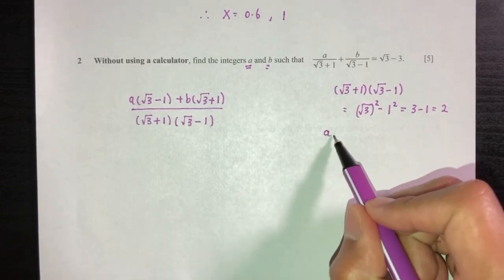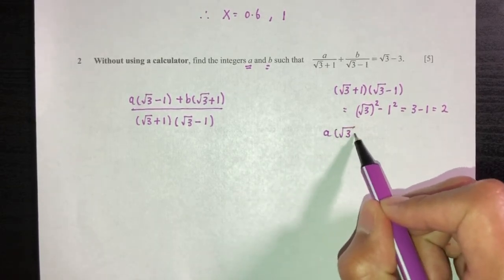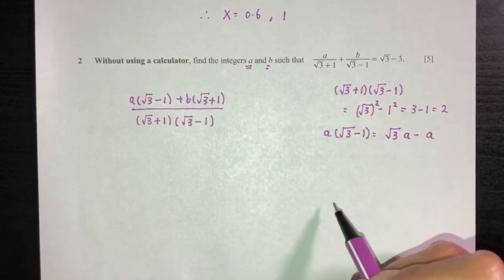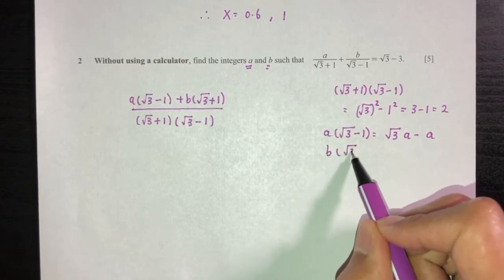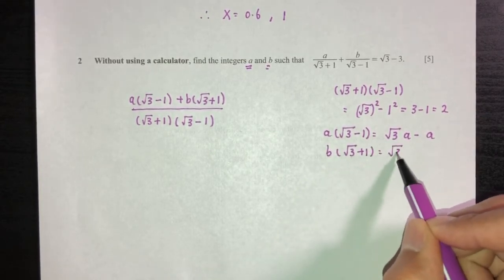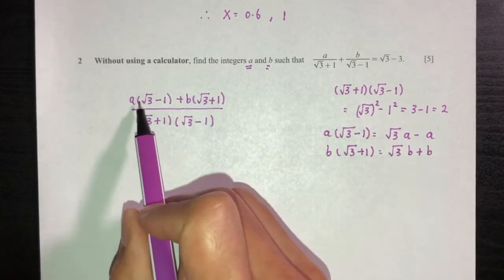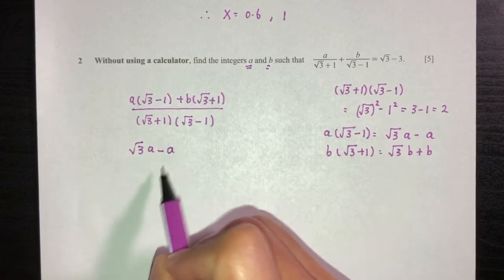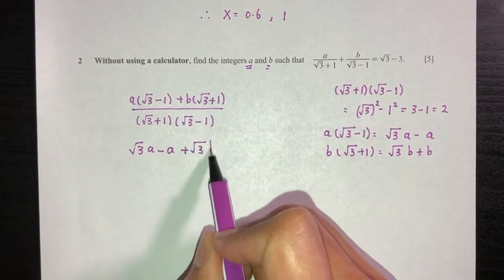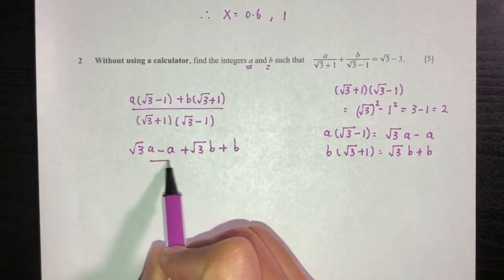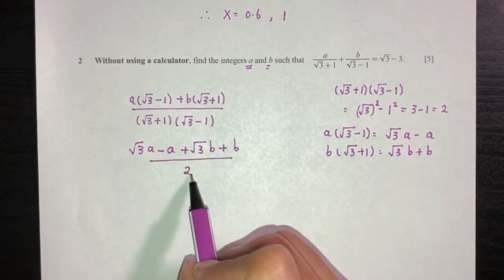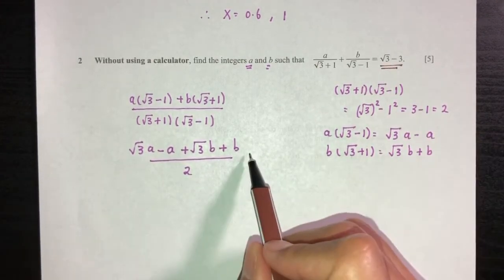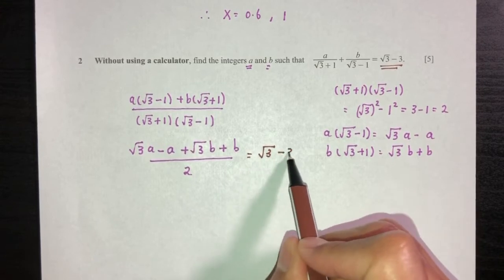For this one, a times root 3 minus 1 will be root 3a minus a, and then for b times root 3 plus 1, that should be root 3b plus b. Now we add those two, you will have root 3a minus a plus root 3b plus b, divided by 2. Now from this we know that this is equal to root 3 minus 3.